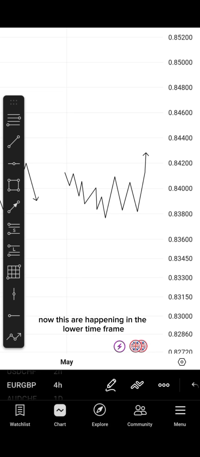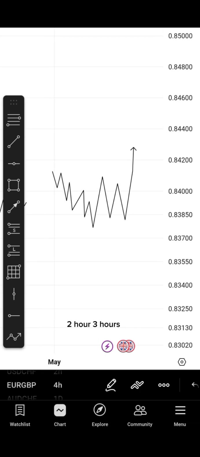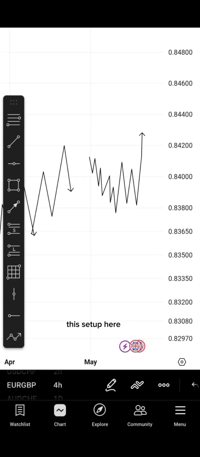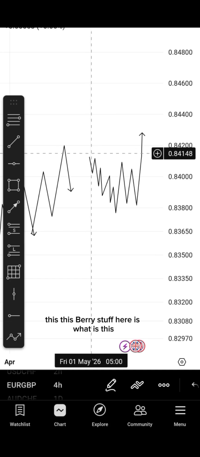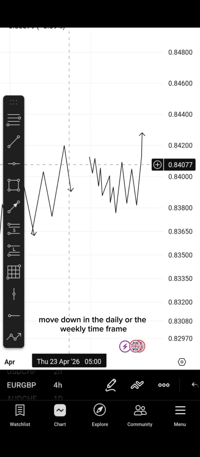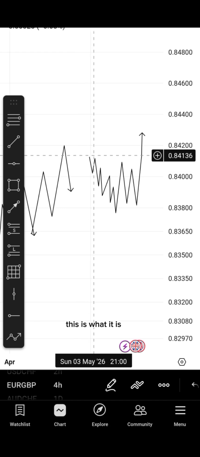Now all these are happening in the lower time frame, maybe the 4-hour, the 2-hour, or the 1 hour. I don't go less than that. You can see this in the 1 hour, 2 hour, 3 hours, 4 hours, but not less than the 1 hour. The other minutes are for confirmation. This bearish move here is one move down in the daily or the weekly time frame. If you go to the 4-hour, the 2-hour, the 1 hour, this is what it is.